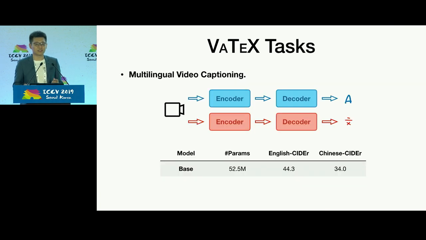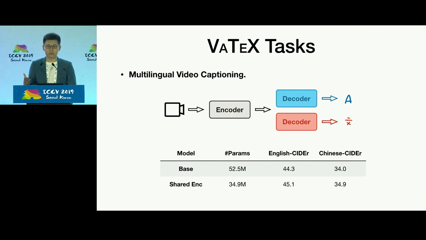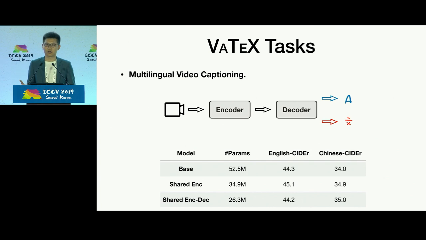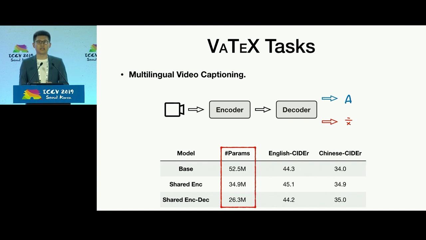Enabled by our VaTeX dataset, we have introduced two novel tasks. The first one is multilingual video captioning, which is to describe the content of a video in various languages with a compact, unified model. Here we establish three baselines for this task. First, we train individual encoder-decoder models for each language, and then we share the video encoder for both languages, English and Chinese. And eventually, we share both the video encoder and language decoder for both languages. Note that here the number of parameters is significantly reduced without hurting the performance, which indicates that the shared encoder-decoder model is more scalable and can likely extend to even more languages, such as Korean.